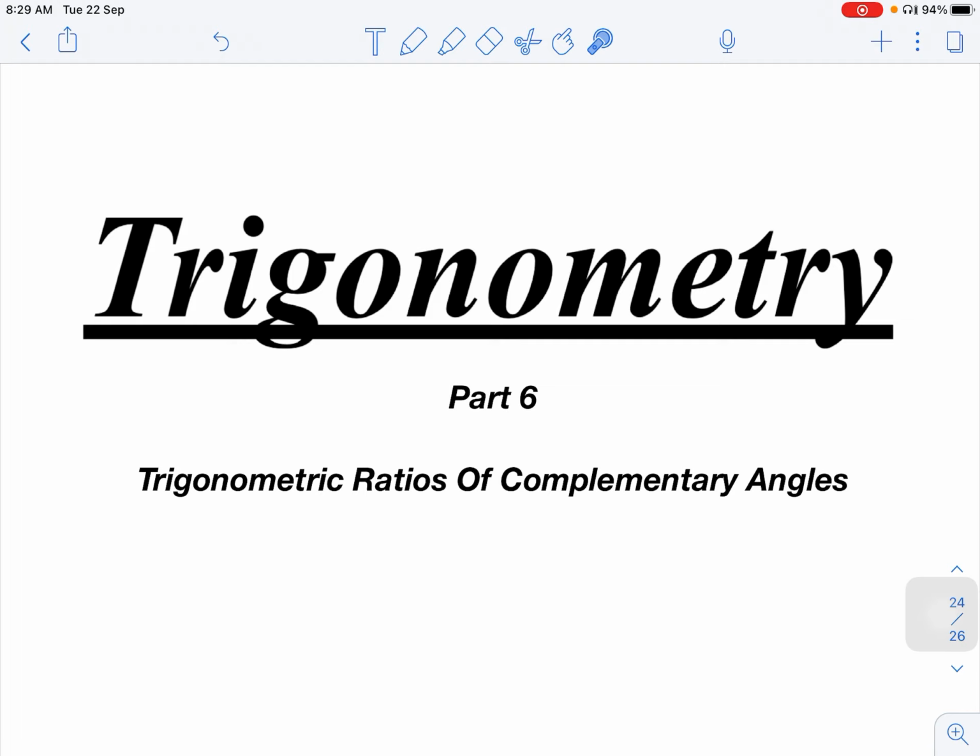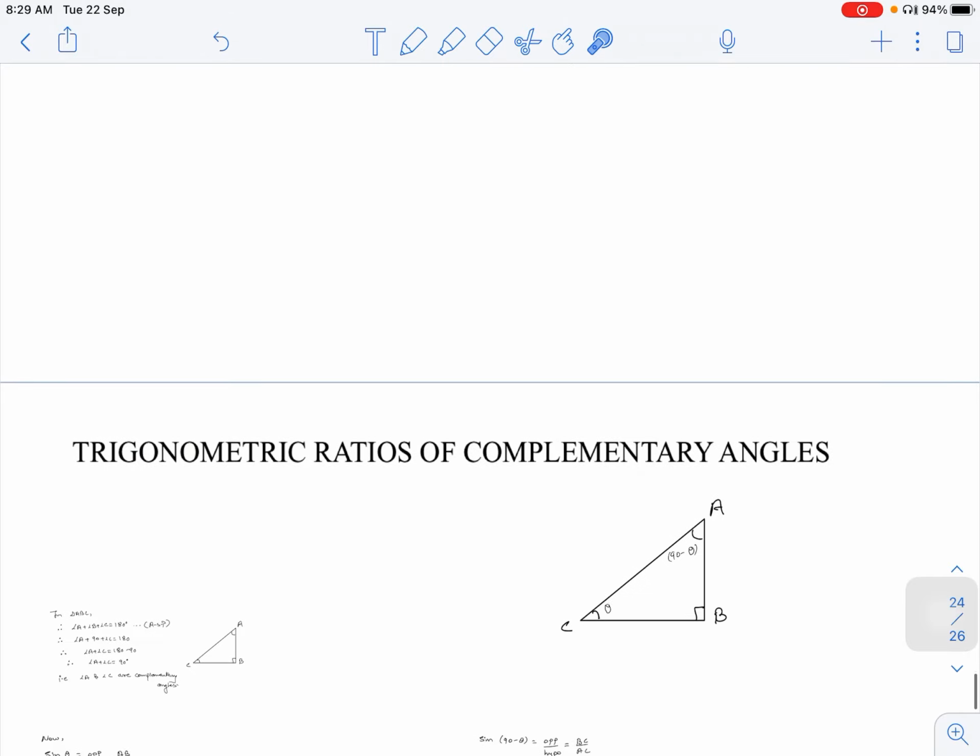Now what is the meaning of complementary angles? We have already learned this in the previous classes. Complementary angles means if the sum of two angles is equal to 90 degrees, we say they are complementary angles. Okay, so let us start now.